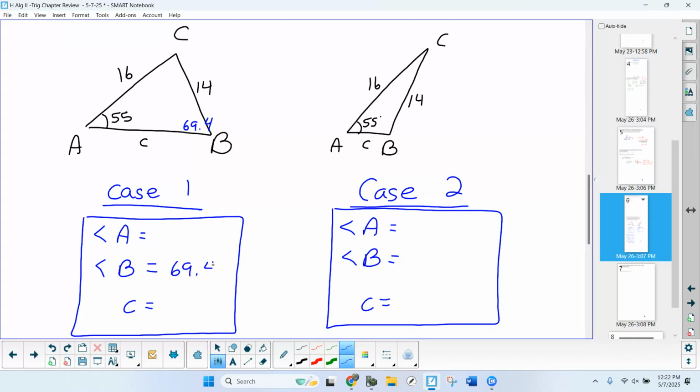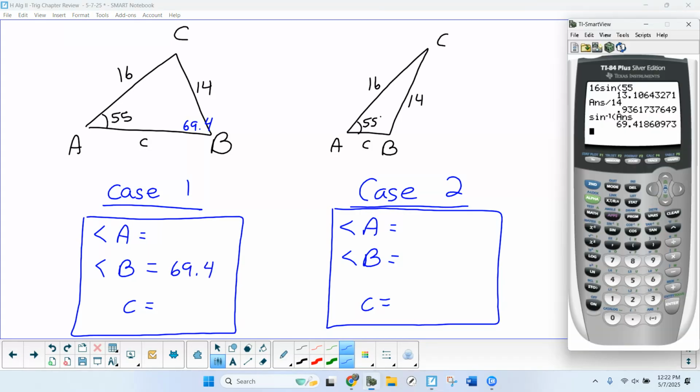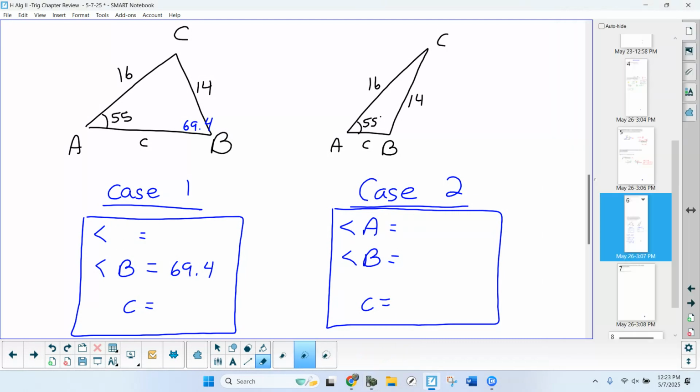You could. Or could you just subtract? Oh yeah, for that I did that. You did 180 minus 55 minus what? 69.4. And what did you get for angle C? 55.6. Or angle A. Yeah, I put A there. It should be C, isn't it? Oops, let's fix this. Okay, and you said 55.6. Okay, are we good there? Yes.